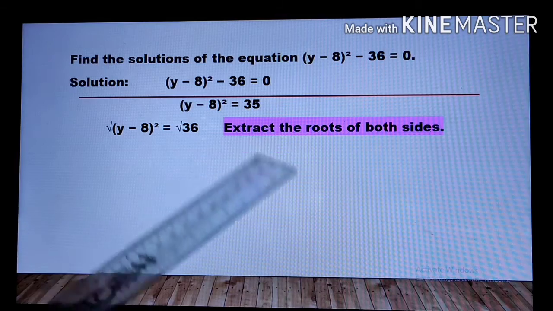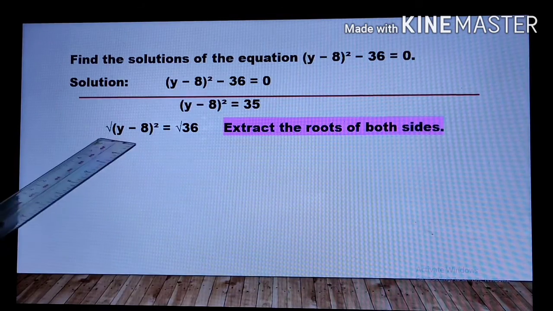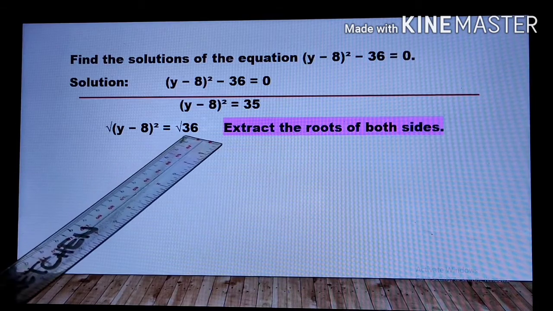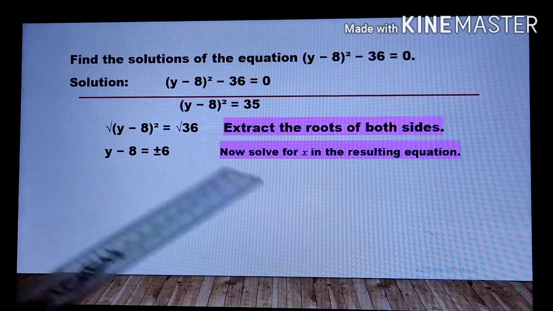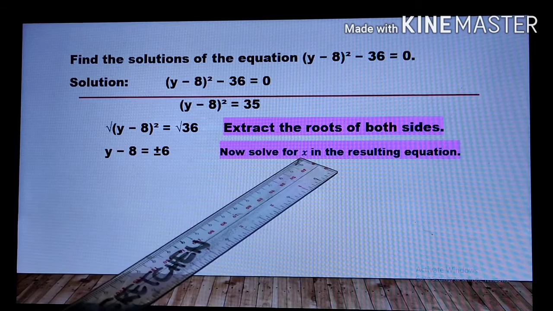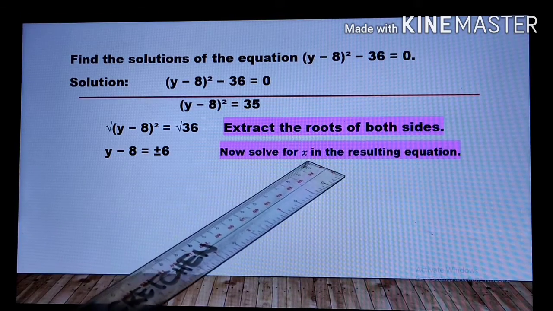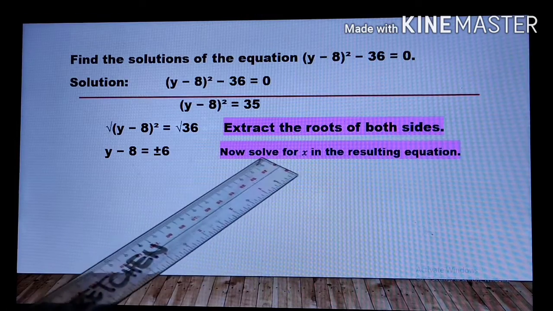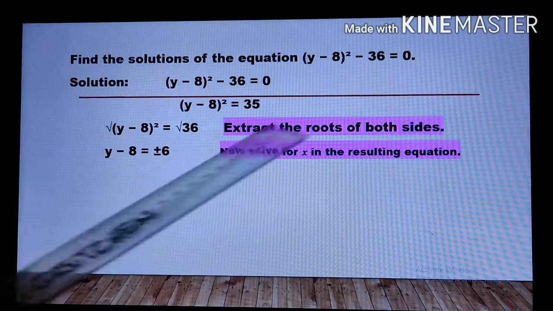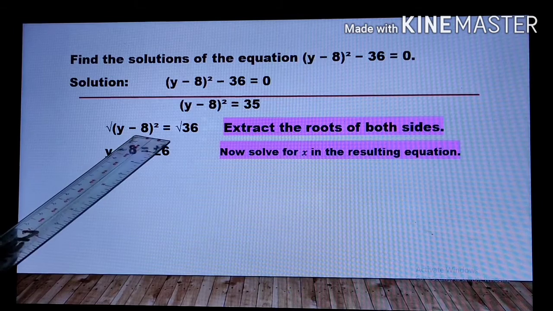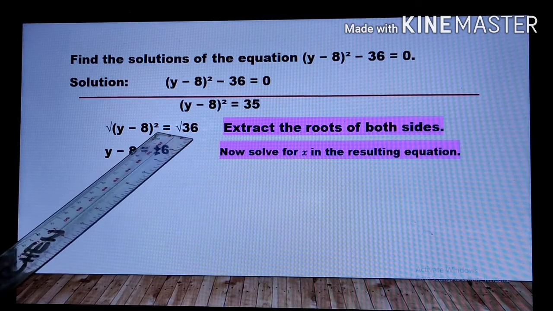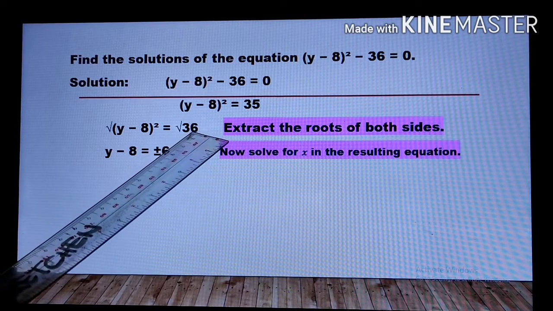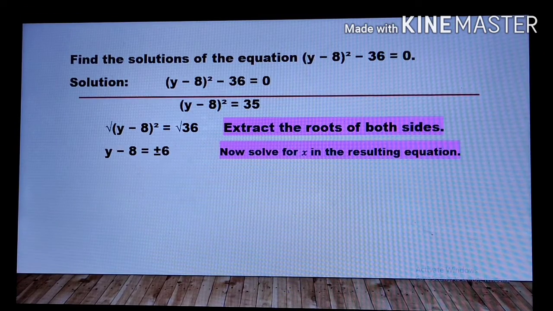Then next, we are going to extract the roots of both sides. So, square root of the quantity y minus 8 squared is equal to square root of 36. Now solve for y in the resulting equation. So, the square root of the quantity y minus 8 squared is y minus 8 is equal to square root of 36 is positive or negative 6.